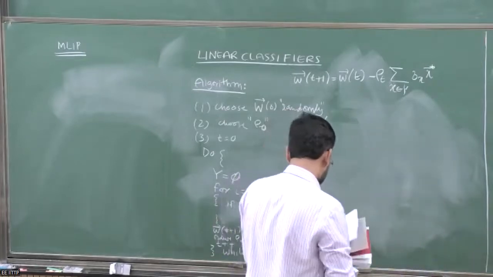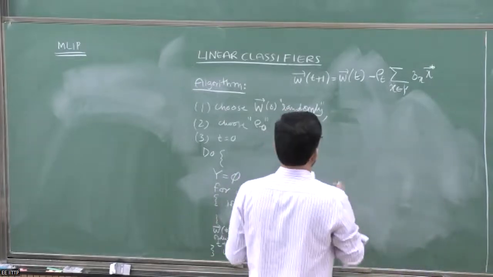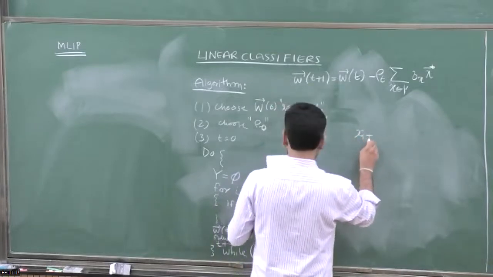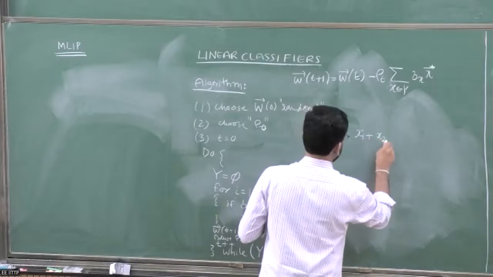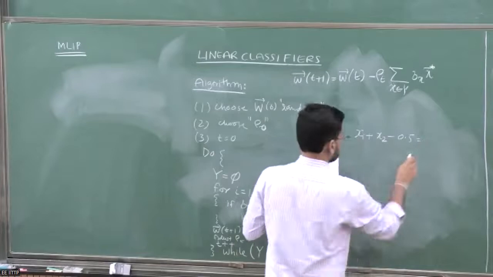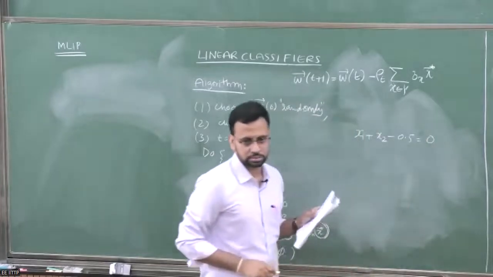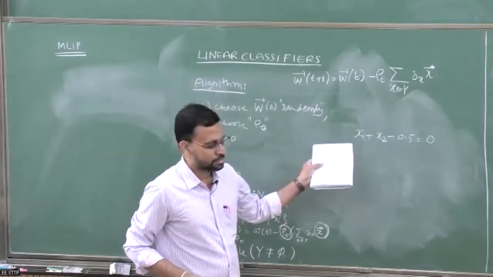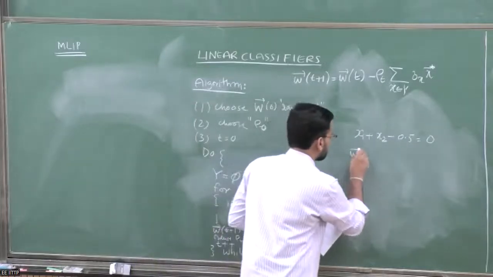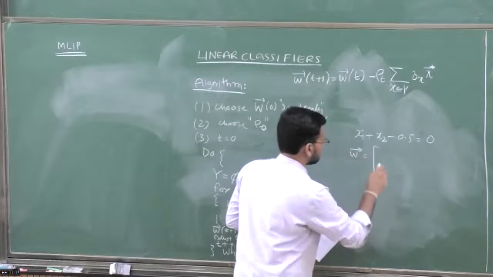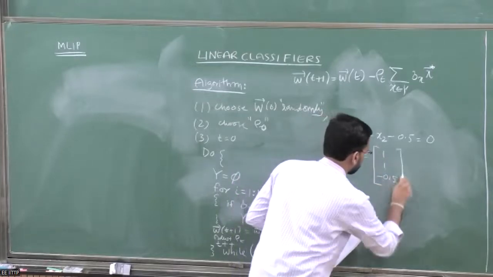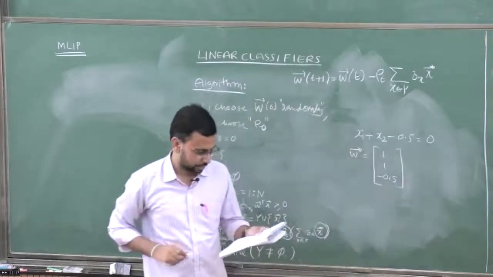The example that was given again from the textbook is you randomly initialize the plane to be x1 plus x2 minus 0.5 is equal to 0. What all information can you tell from this? That tells you that your w bar is equal to, very good, (1, 1, -0.5). That's all you could get from here.